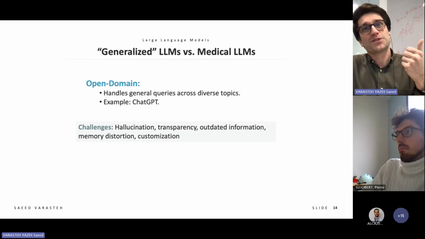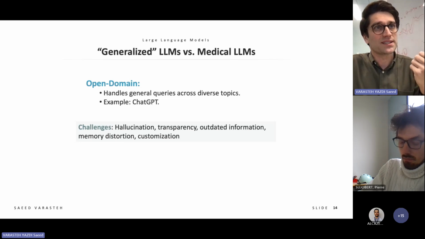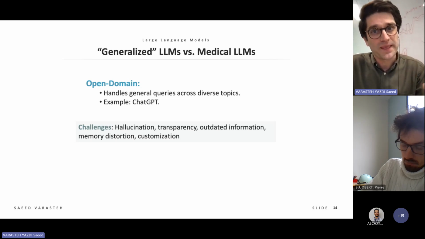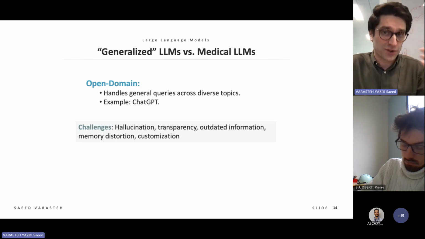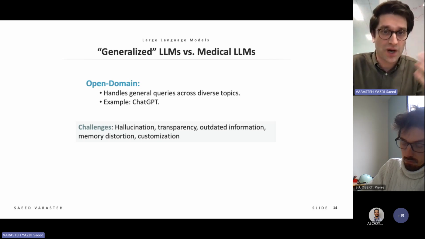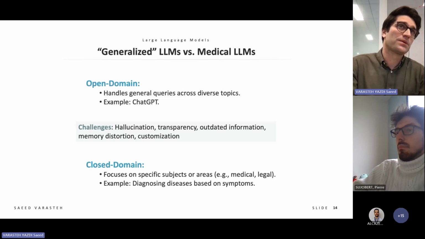The other very important thing is outdated information. You don't know on which data source these models have been trained. And maybe the data source that these models have been trained on, the medical dataset that you have in mind, might be outdated. And we have several other problems like this.